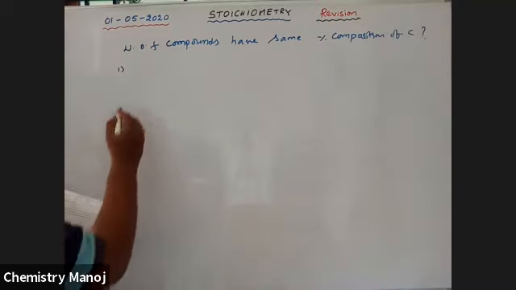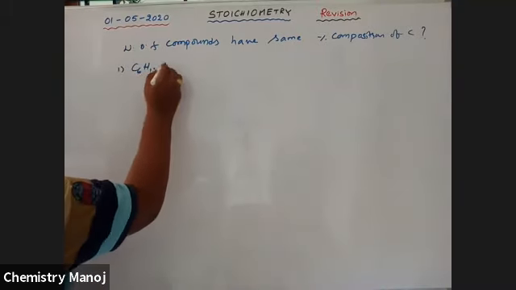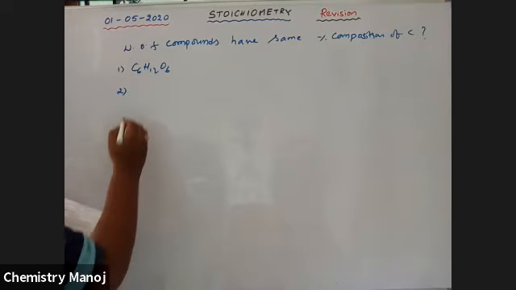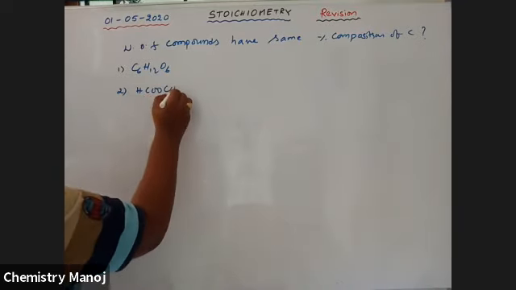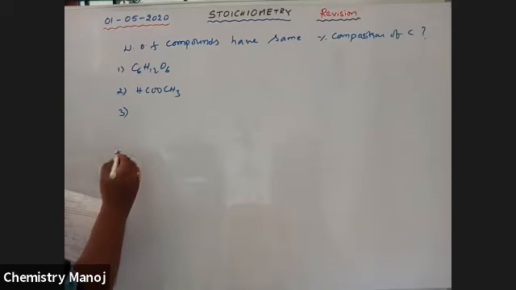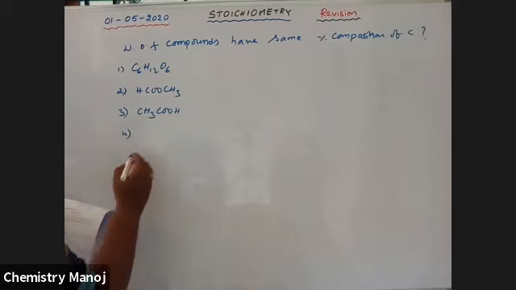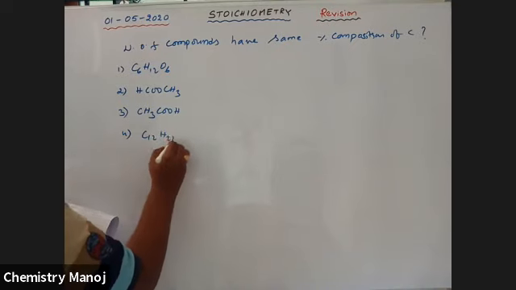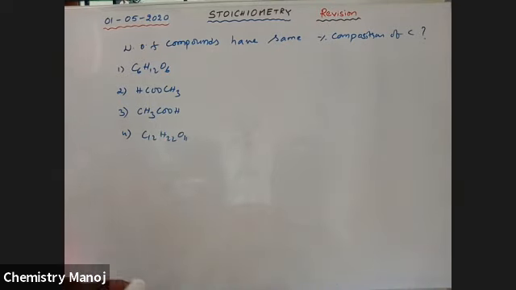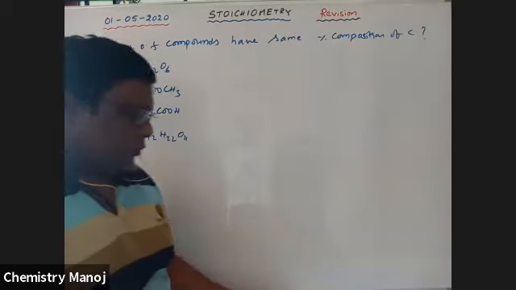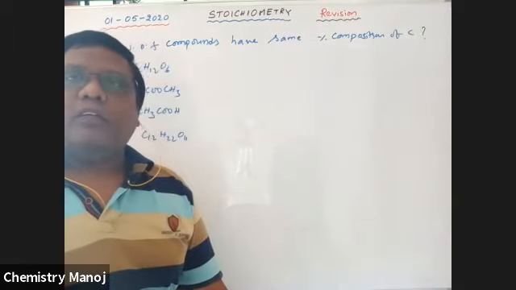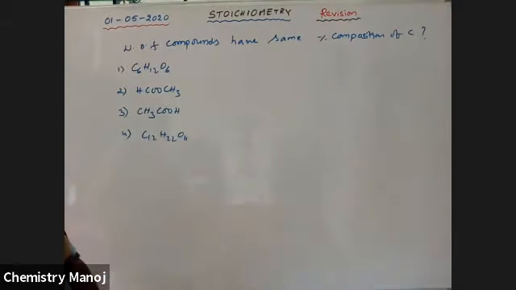Option 1, C6H12O6. Second one, HCOOCH3. Third one, CH3COOH. Fourth one, C12H22O11. Give me the answer. Which one has or have the same percentage composition? 1, 2, 3.